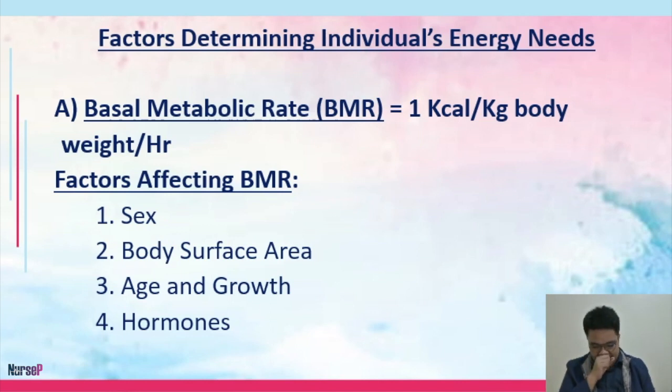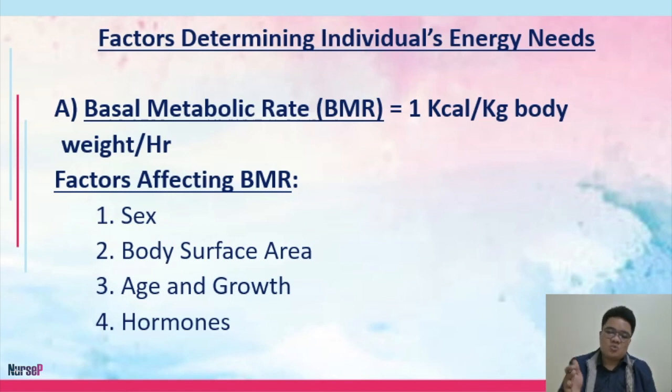Now, factors affecting BMR. For the factors affecting BMR, one is sex. Who would you expect to have a higher BMR? Will it be your male patients or your female patients? Okay, that will be our male patients. Second, body surface area. The higher the body surface area of the patient, the higher the basal metabolic rate is expected. Third, age. When it comes to age and growth, the higher the age of the patient, you would expect that the basal metabolic rate would decrease. In fact, studies have shown that a decrease of 1 to 2% per decade occurs after the age of 20. So there is a decrease of basal metabolic rate.